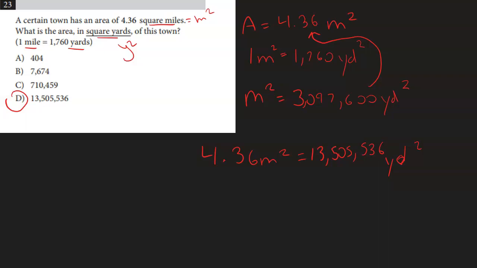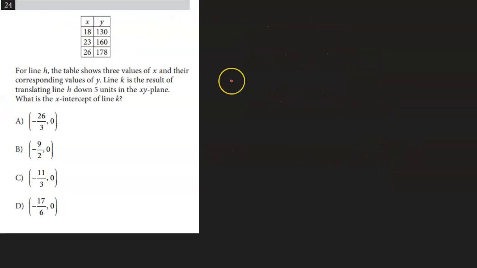And all you have to do is make sure to know that yards and square yards are two different units of measurement, and you have to get them all into the same unit of measurement in order to really find out how large it is. All right, number 24.